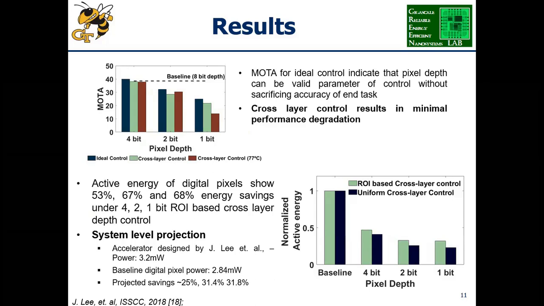We have further tried to present a projection of system-level energy savings. For this, we have considered an existing accelerator from literature with power of 3.2 milliwatts. The baseline power of our digital pixel circuit is 2.84 milliwatts. Thus, considering ROI-based cross-layer control, we project savings of around 25 to 30% based on the pixel depth.